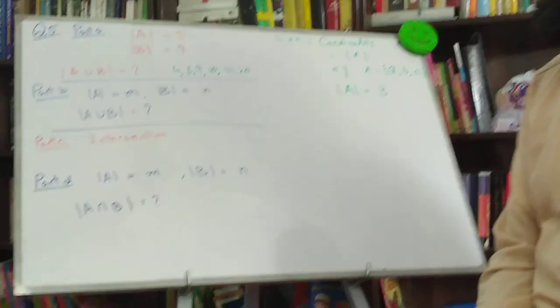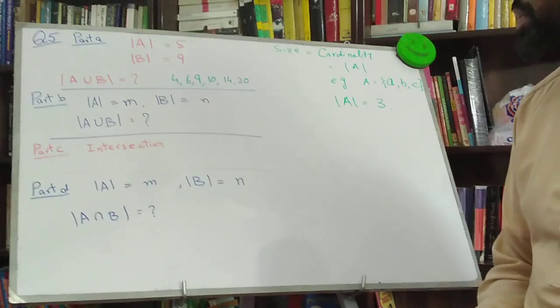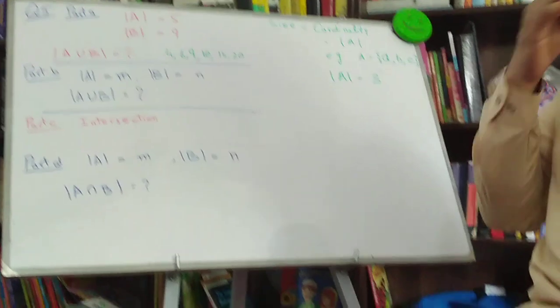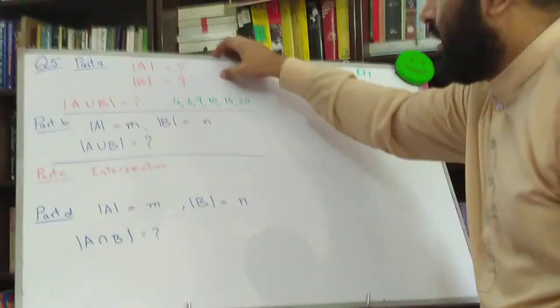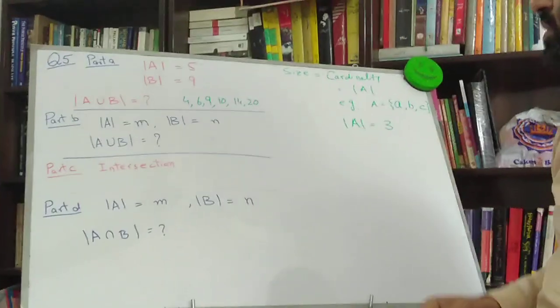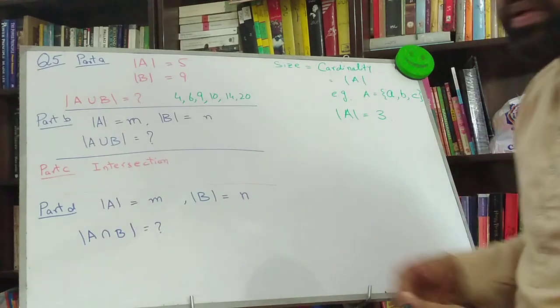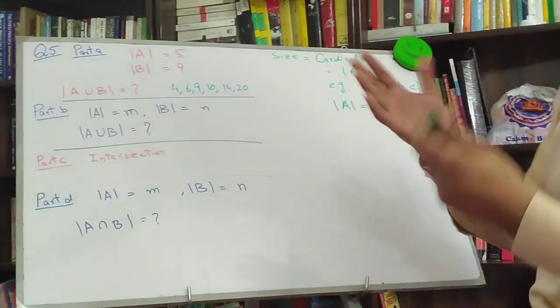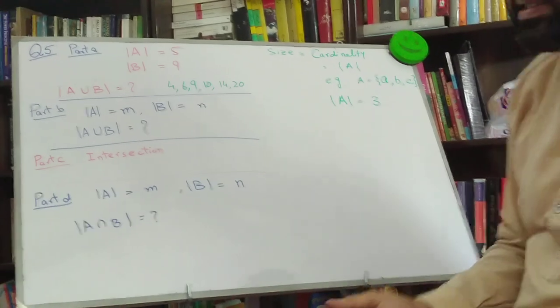With question number 5, it's about union and intersection of sets. The very first part: if the cardinality of one set is 5 and the cardinality of the second set is 9, let's call these sets A and B. First of all, what is cardinality? Cardinality is the size of the set. How many elements are there in the set?